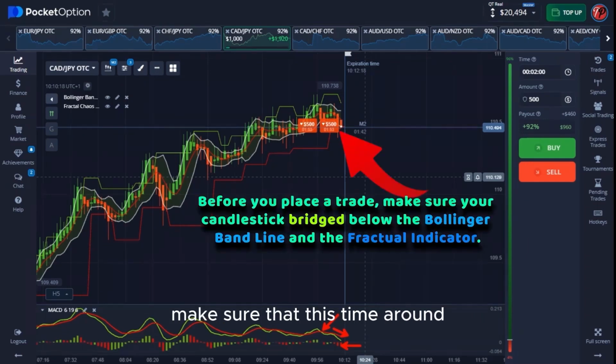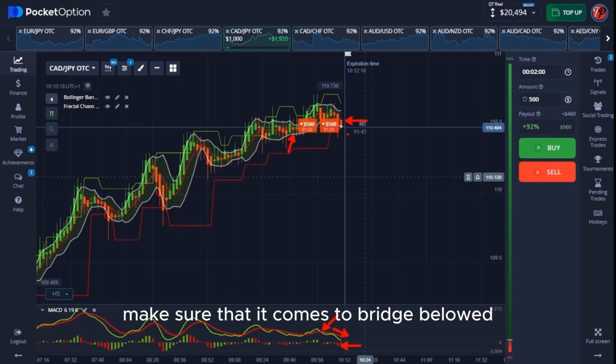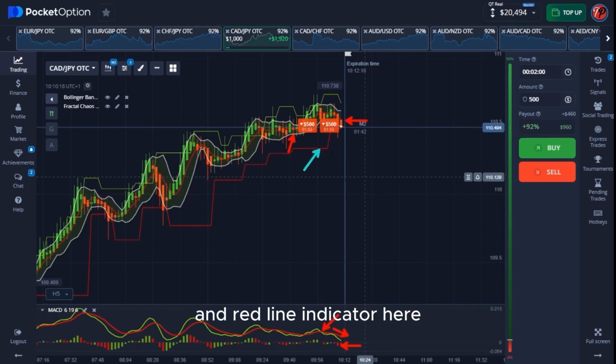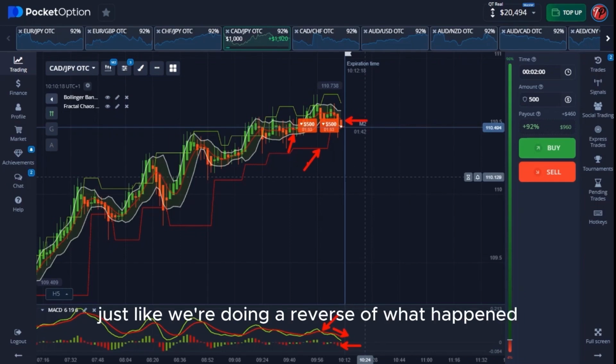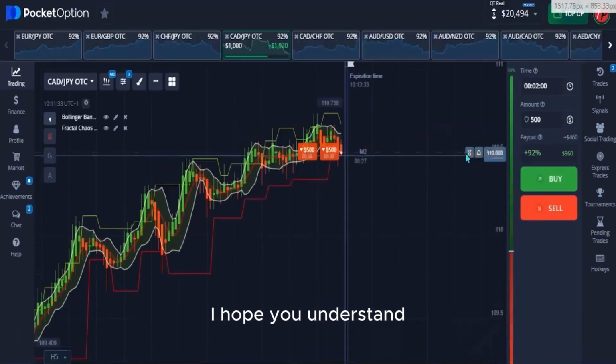Make sure that this time around the candlestick you're placing your trade on actually breaches below the down line of your Bollinger Band, which is this white line right here. Make sure that the candlestick breaches below it, and make sure that the candlestick you're placing your trade on also breaches below or touches your fractal and red line indicator here. I hope you understand. That's just like we're doing the reverse of what happened if you're going for an uptrade. I hope you understand.